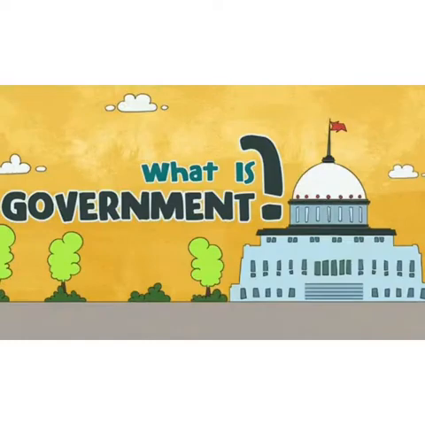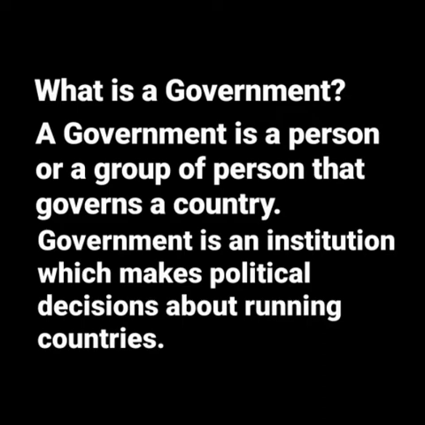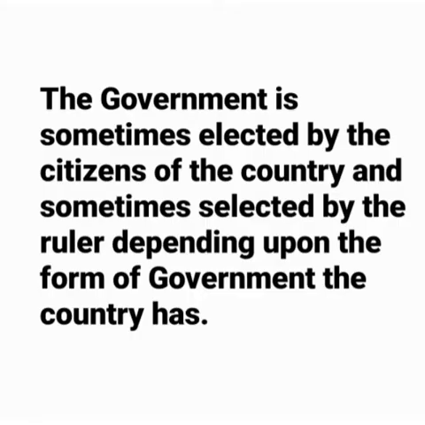But before we get into these points, I would like to explain what a government is. What is government? A government is a person or a group of persons that governs a country. Government is an institution which makes political decisions about running countries. But the government is sometimes elected by the citizens of the country and sometimes selected by the ruler depending upon the form of government the country has.